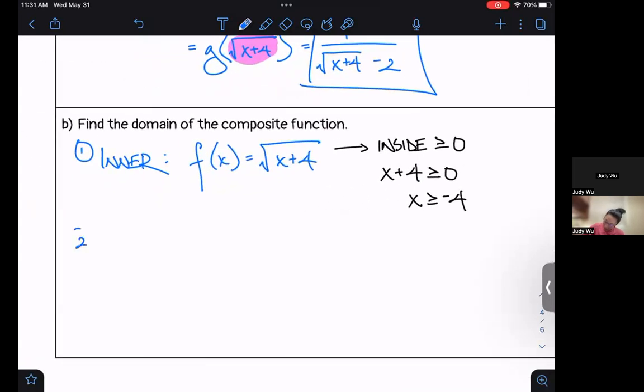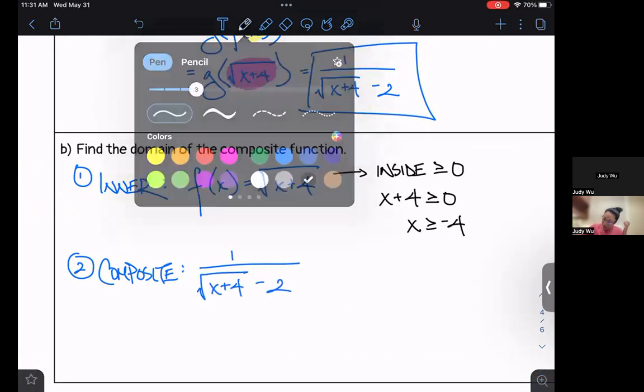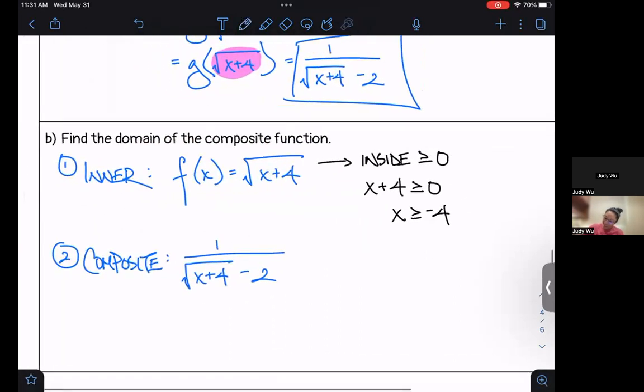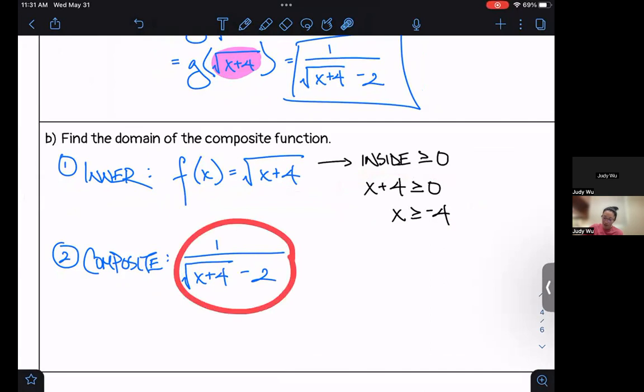The second thing we need to check is the domain restrictions on the composite function, in other words, our 1 over the square root of x plus 4, minus 2. The reason I chose this problem is that it's a nice way to check what happens when we have an even root, and what the rule about domain is. But then we also get to talk about what happens when we have a fraction and how that impacts the domain.